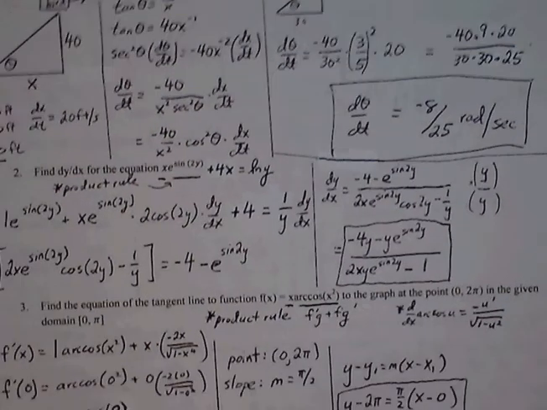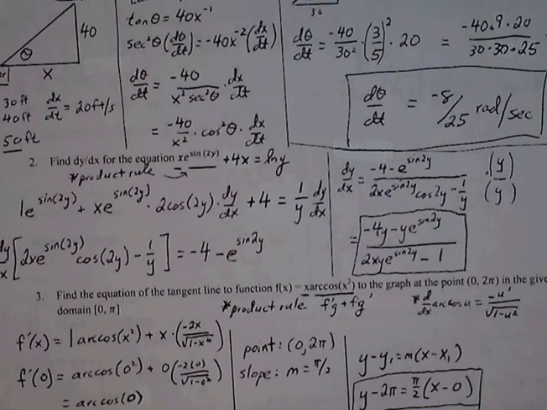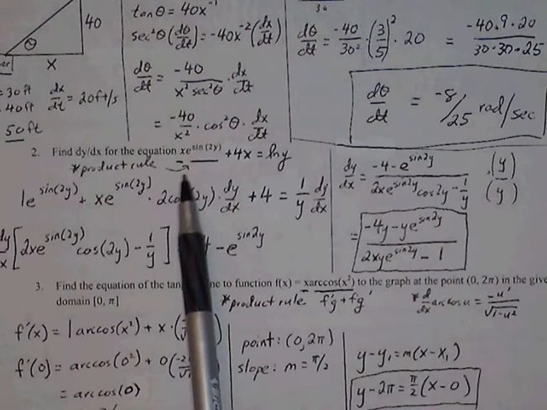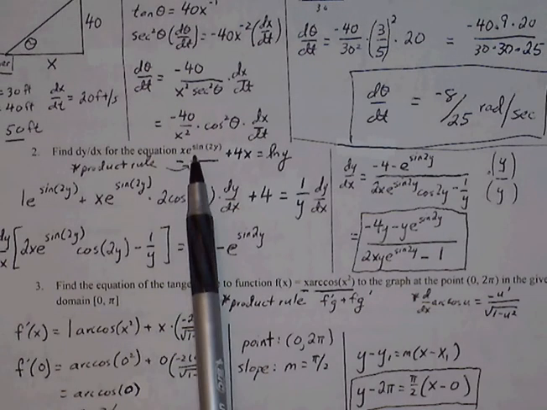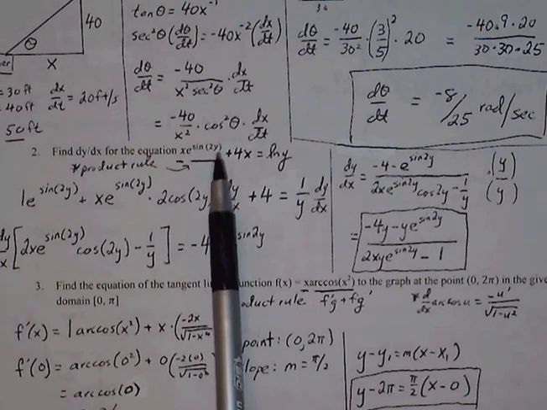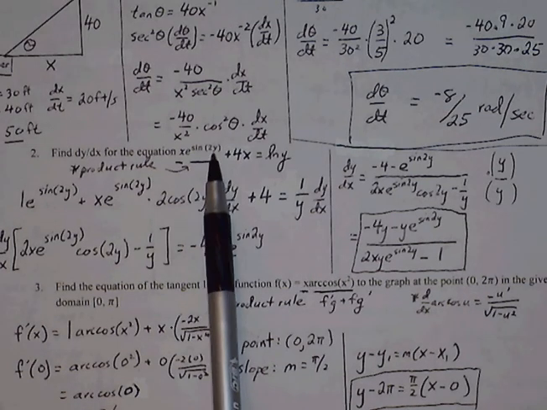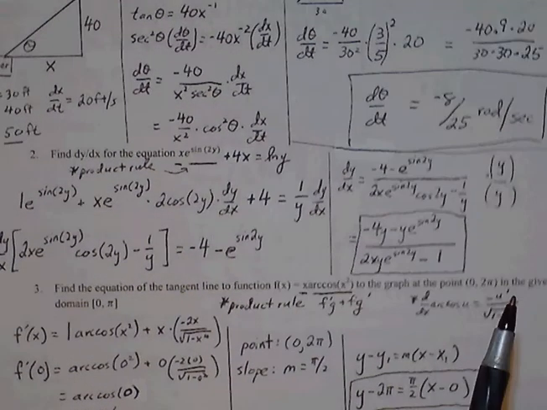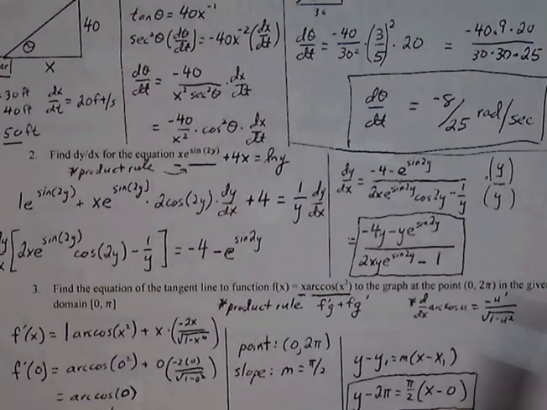Okay, number 2, find the derivative for the equation x e to the sine of 2y plus 4x equals natural log of y. So this will involve product rule. We have x times e to the u, so this is product rule. There's also going to be chain rule involved with sine of u, but then there's also going to be implicit differentiation with the y's mixed in with the x's.